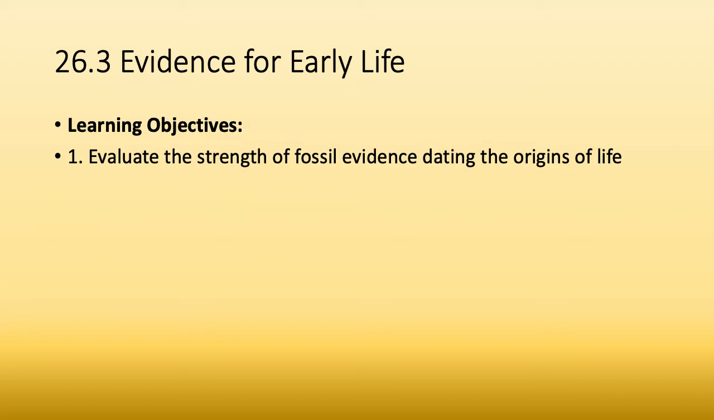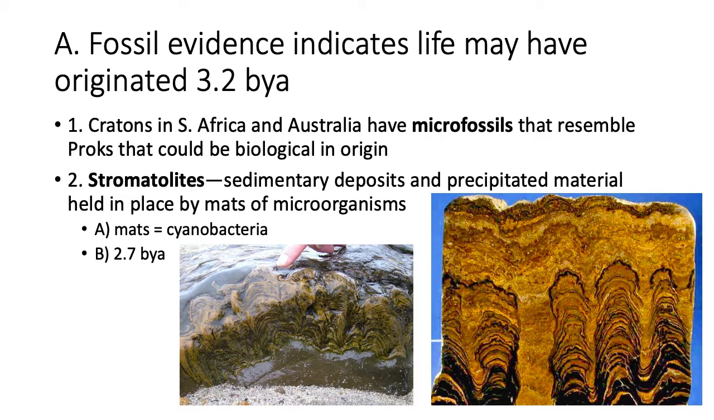All right, moving on to early evidence of life. So we'll look at the strength of fossil evidence and how we can date the origins of life. Fossil evidence indicates life may have originated 3.2 billion years ago. You may see 3.5 in the video. You saw possibly 4.1. You're going to see fossil evidence when I talk about prokaryotes on Wednesday. But cratons, which are just kind of slabs of rocks in South Africa and Australia, have microfossils that do resemble prokaryotes and could be biological in origin. So all life prior to a few 100 million years ago was probably microscopic, so we do have some microscopic fossils, which are obviously more difficult to identify than dinosaur bones.